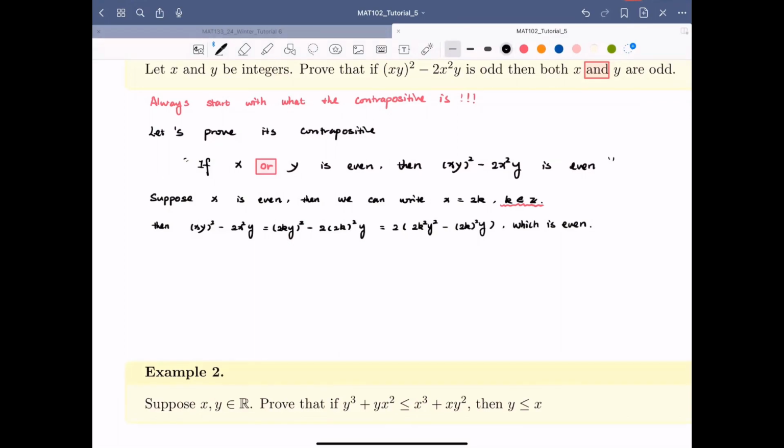This is when x is even. In this case, I did not care what y is. I use the same y. So y is just any integer. I don't care if it's even or odd at the moment because, well, it's x or y. So in another case, I have to discuss y as well. So now suppose y is even.